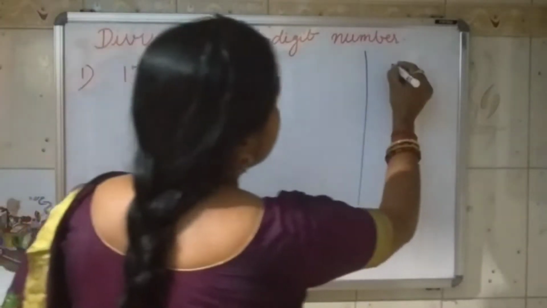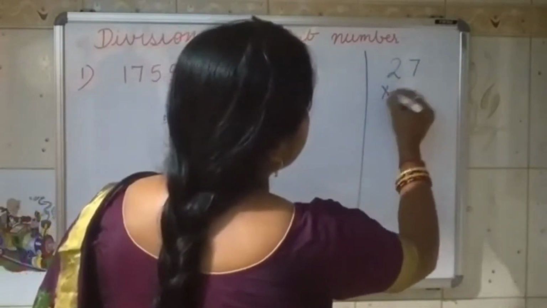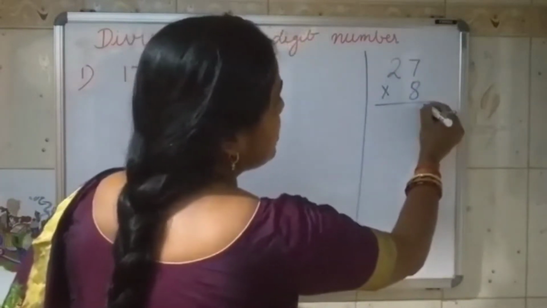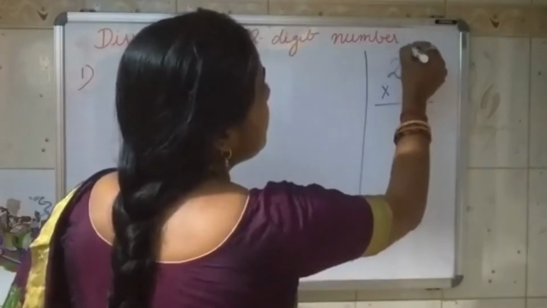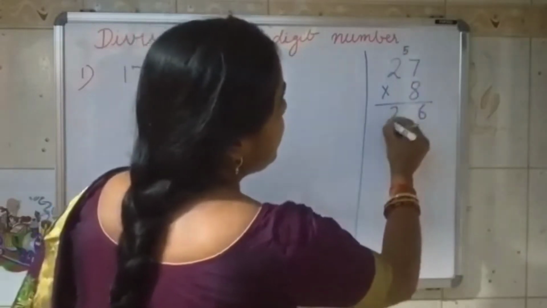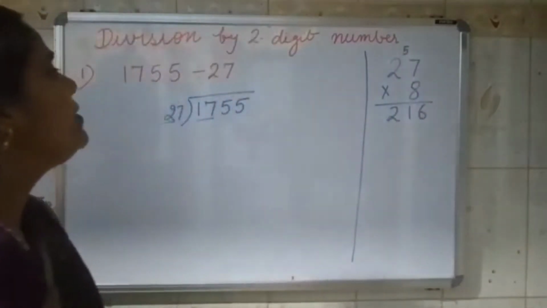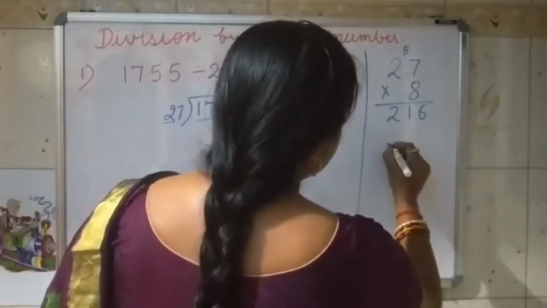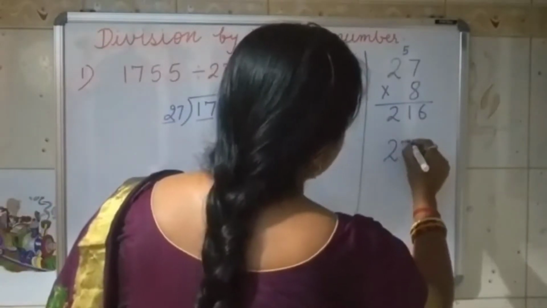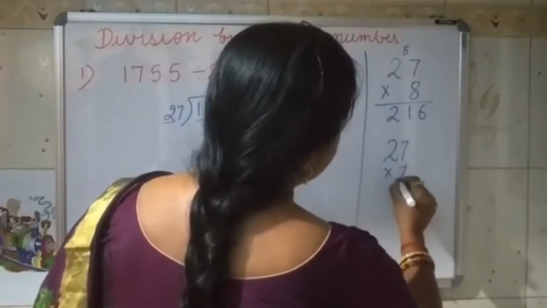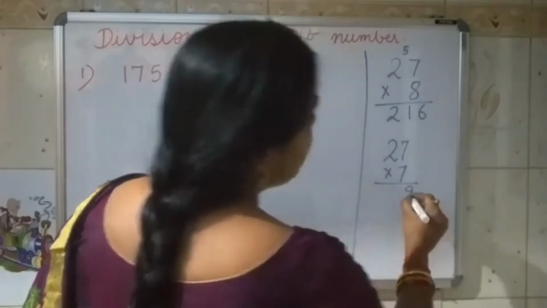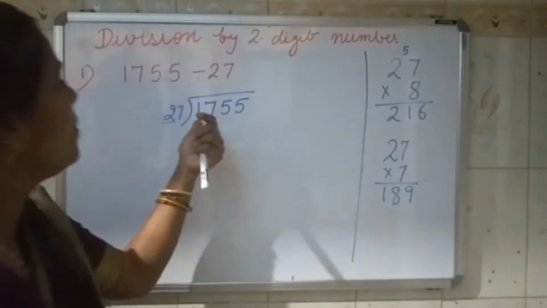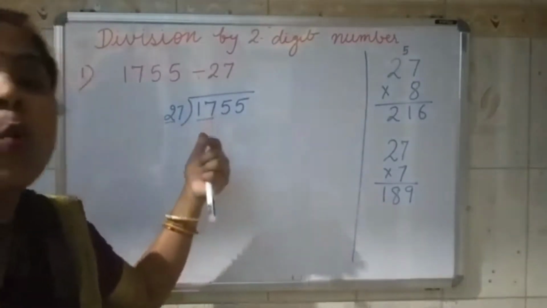Let's see if 27 multiplied by 8. 8 sevens are 56, 8 twos are 16 and 5 is 21. It is 216, which is more than 175. So let's try multiplying by 7. 7 sevens are 49, carry 4. 7 twos are 14 and 4 is 18, so 189. This is also not possible because 189 is greater than 175.